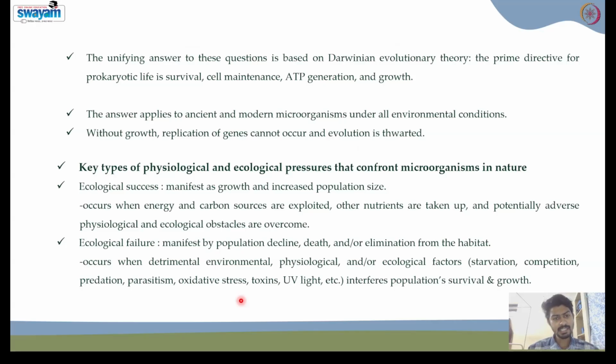And the answer lies in the Darwin evolutionary theory. What happens here? It tells us the survival of the fittest. Those who survive in the adverse condition will survive, and they maintain their cell structure, and the ATP generation and growth will be happening. So whoever is fit to the particular environment will survive, and others will obviously die. So this is how the metabolism concept has evolved.